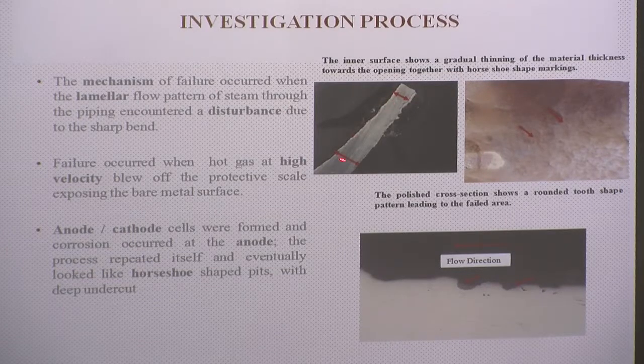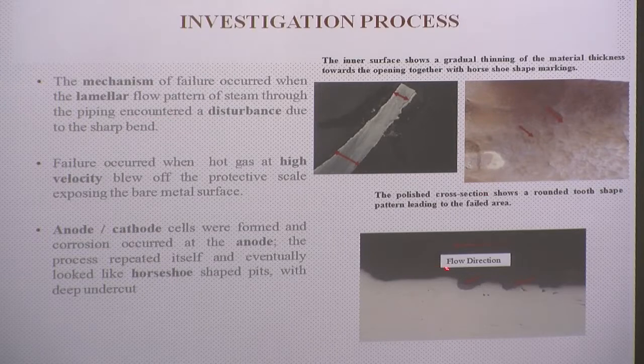You notice this is when you cut a cross section of the pipe in failure. You saw a thinning of the material. This is the same material here, and closer to the air you have a thinning. And when you look at the inner side of the pipe, you see these markings, something like horseshoe shaped markings. Again, you cut it along the cross section, and using the microscope, you see the pits are in the same direction. It has a flow, so this also gives you a flow direction.